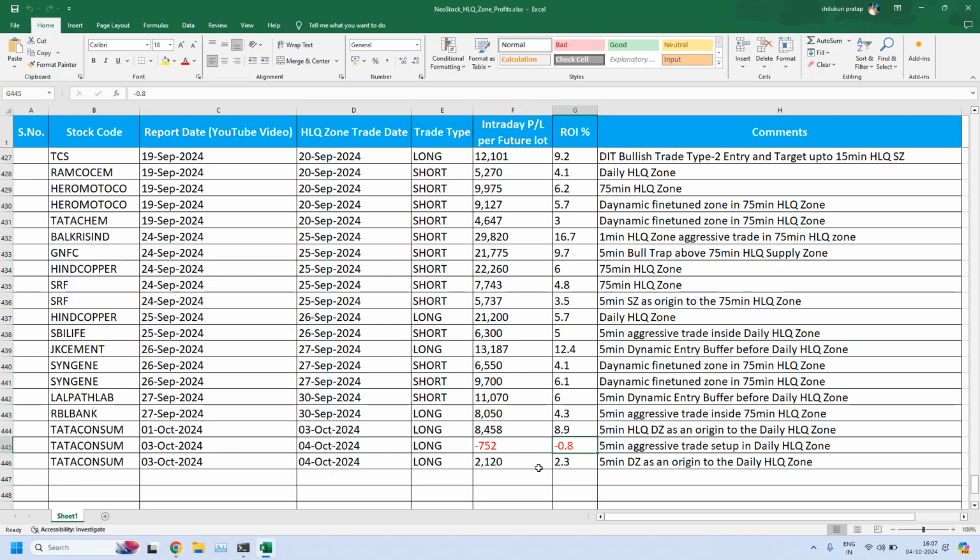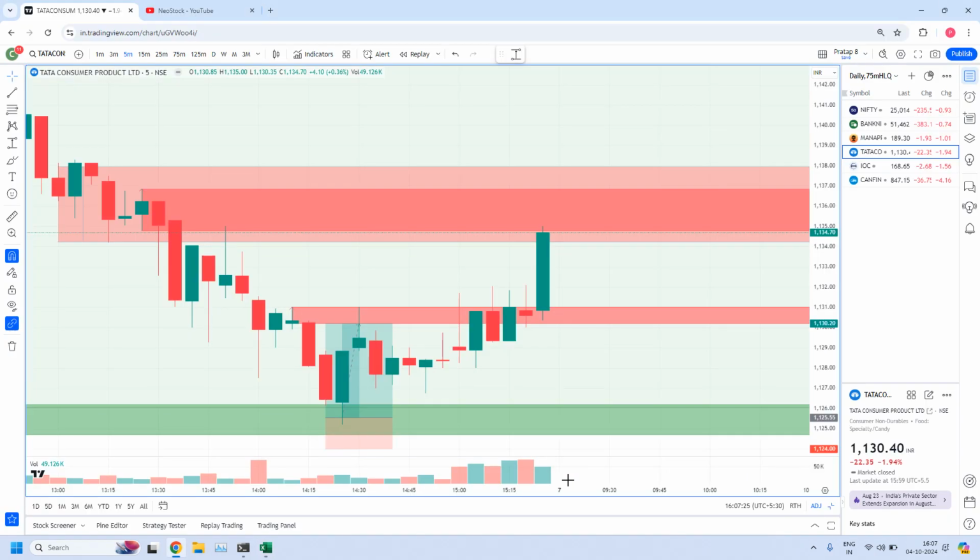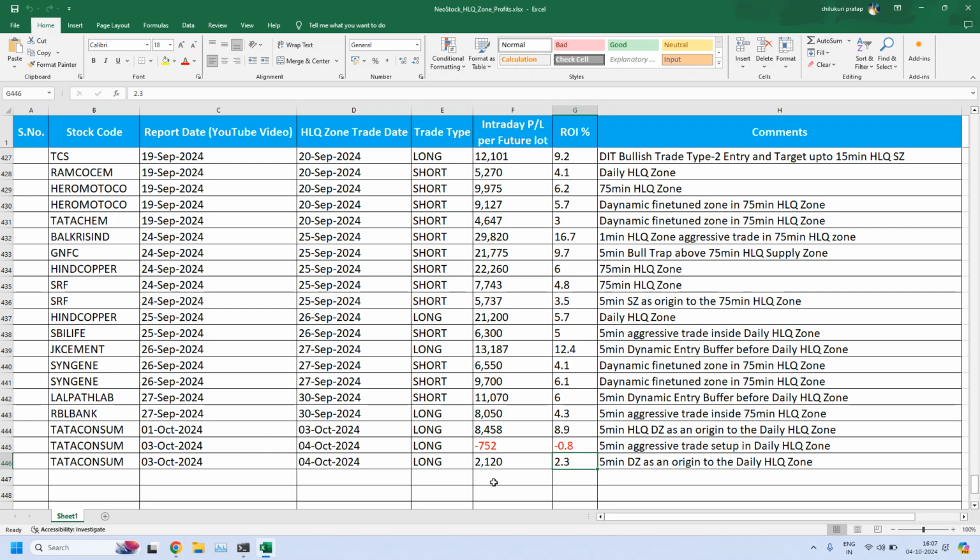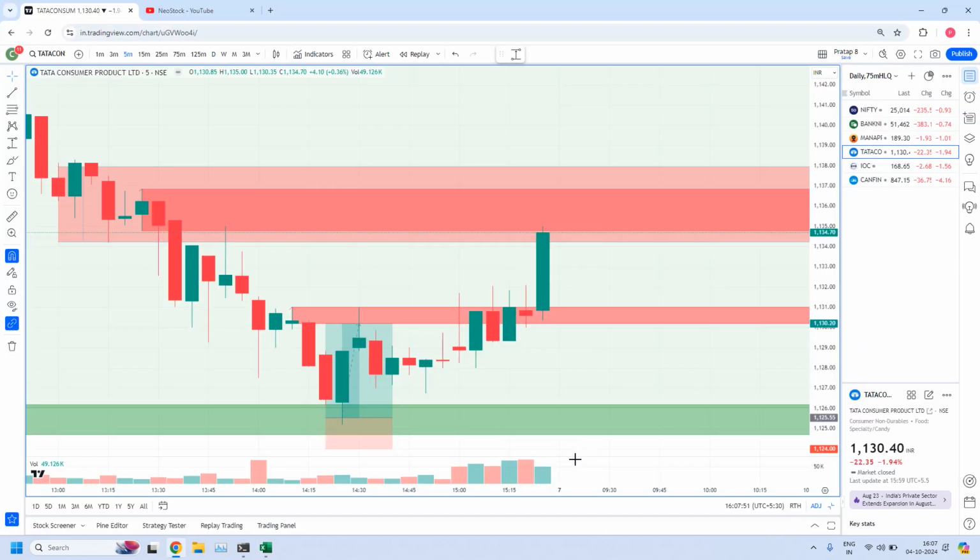Till the 5 minutes target zone, Tata Consumer has given 2,120 rupees profit, which is a 2.3% ROI. Maybe you would have got more profit if you had considered up to here. But generally, such kind of trades are very risky during the last 1 hour of trading. You got a profit of 2,120 rupees in 7 minutes. You should be very happy because you got 2.3% ROI in just 7 minutes. That's an excellent trade.